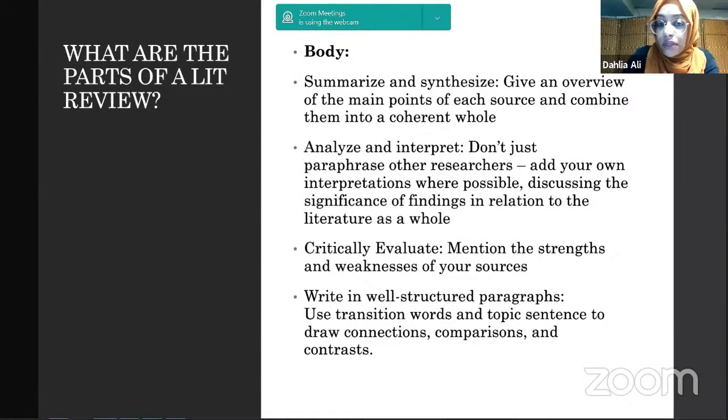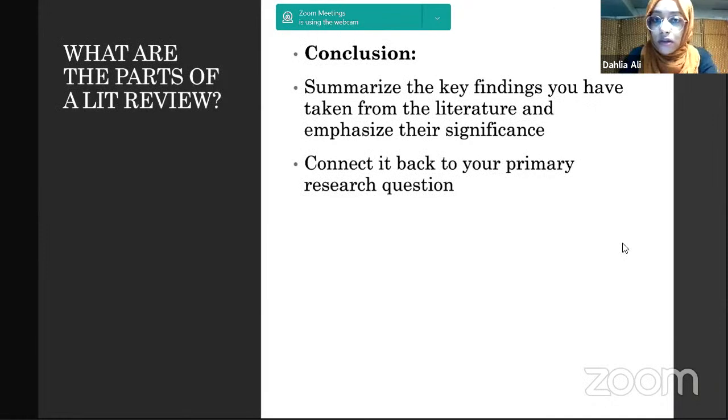There is also critical evaluation. Mention the strengths and weaknesses of your sources, and write in well-structured paragraphs. Use transition words and topic sentences to draw connections, comparison, and contrast. And then the conclusion, summarizing the key points of what you have taken from your literature and emphasizing their significance.